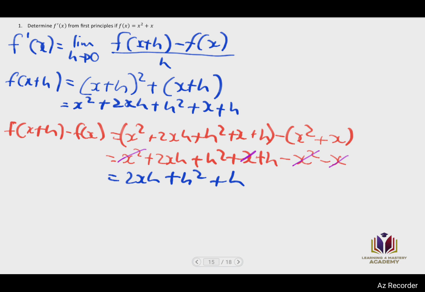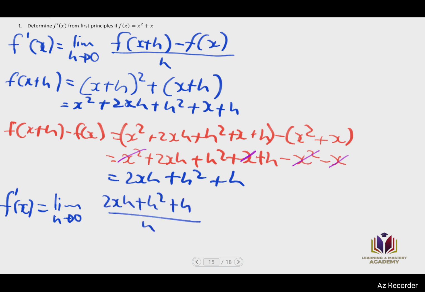Then we can come back to our limit when h tends to 0, and then write this down. Okay, I need to write it a bit lower. f prime of x, the first derivative, is the limit when h tends to 0. Then we put this as our numerator all over h. There we go.